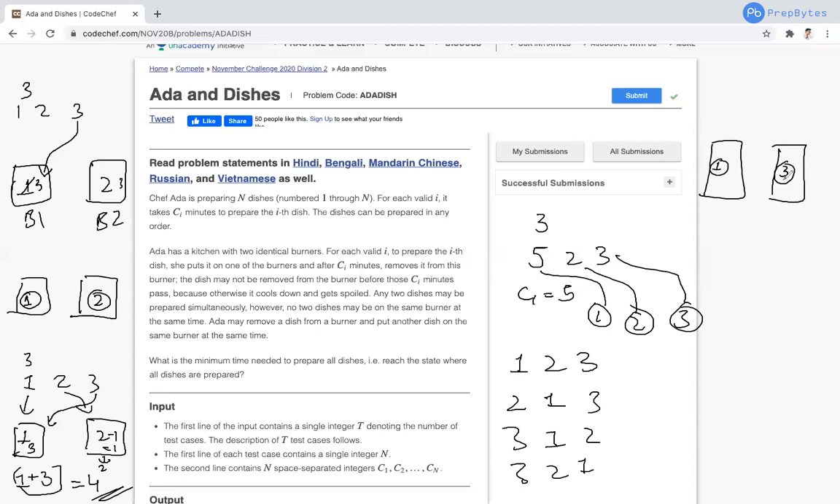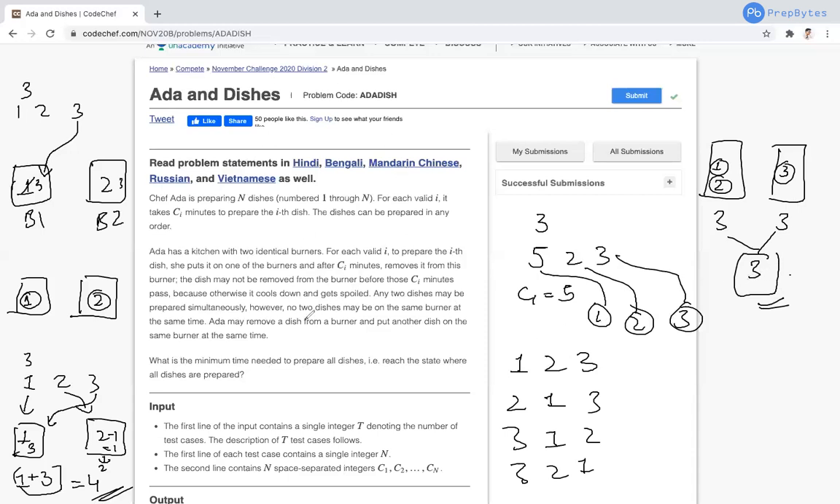Now it is getting prepared. After 1 minute, this burner will be empty, so we can bring the second dish here. We will put the second dish here. After 2 minutes, this will also get prepared, and it will take a total of 3 minutes. This burner will also take a total of 3 minutes. So the maximum of these two is 3. The total time taken to prepare all dishes is only 3 minutes, which is less than 4, so we will choose 3 as our answer.